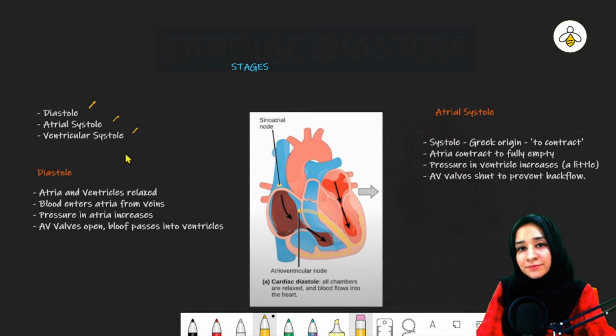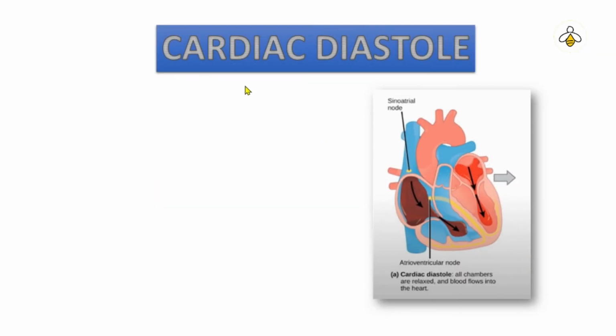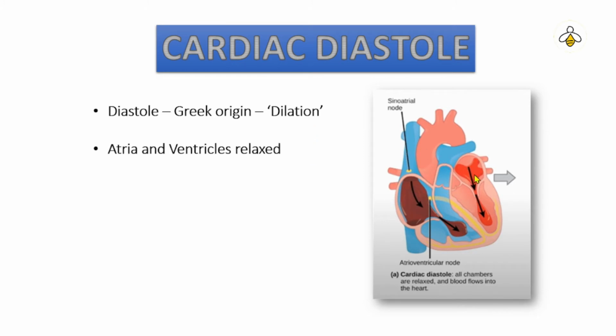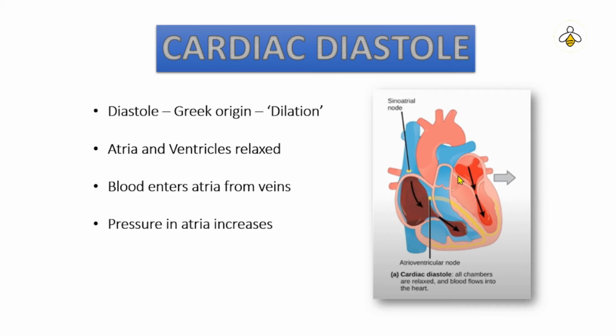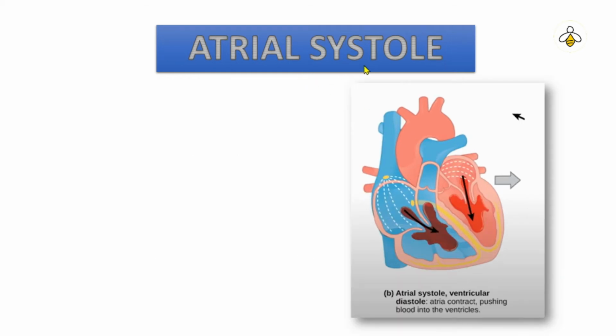So let's see. The first stage of the cardiac cycle is cardiac diastole. The word diastole comes from the Greek language that means dilation or to expand. During this stage, all chambers of the heart are relaxed. The atria is going to get filled with the blood via the superior vena cava and pulmonary vein respectively. And this will increase the pressure on the atria, thus opening the AV valve and pushing the blood into the ventricle.